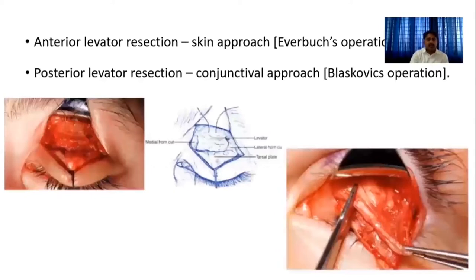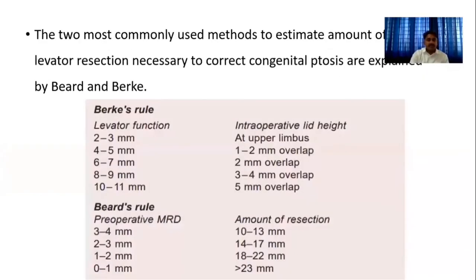The levator resection can be done through an anterior approach and a posterior approach. The anterior approach is called the Everbusch surgery, which is depicted in the right upper slide. The posterior approach is the Blaskowicz procedure, which is depicted in the left lower picture.